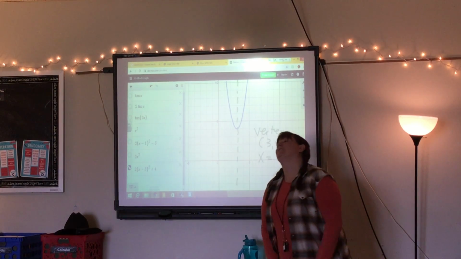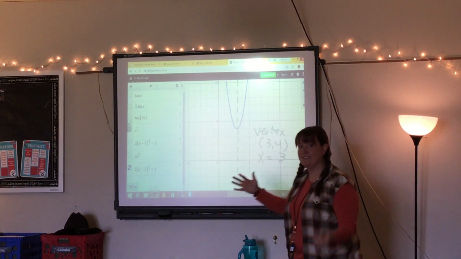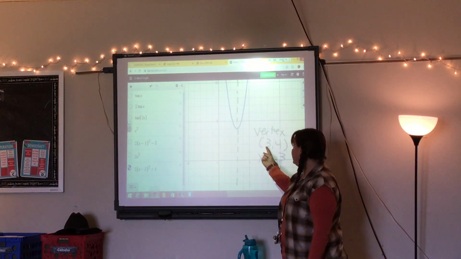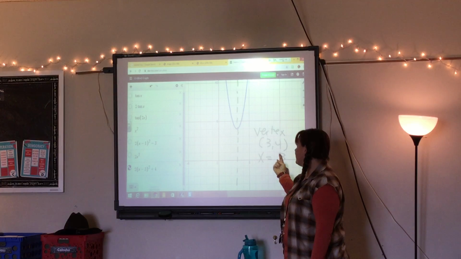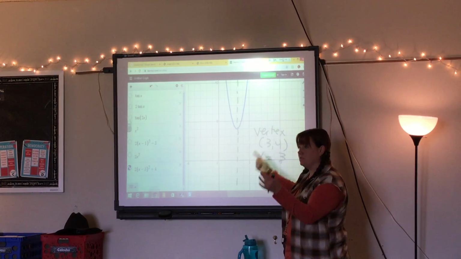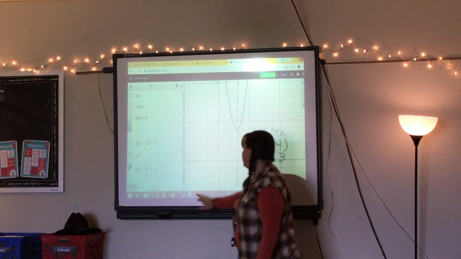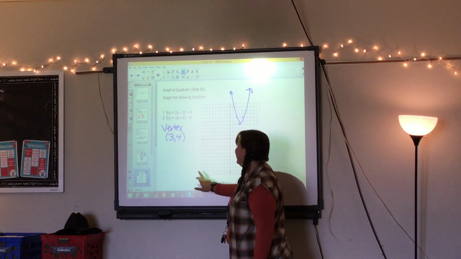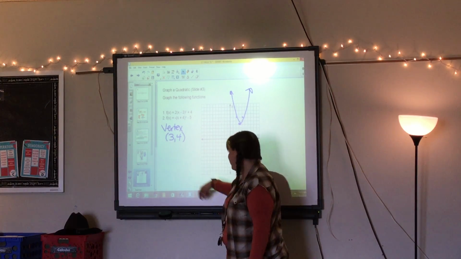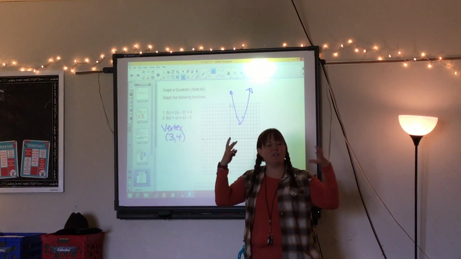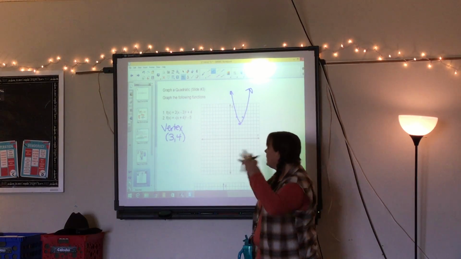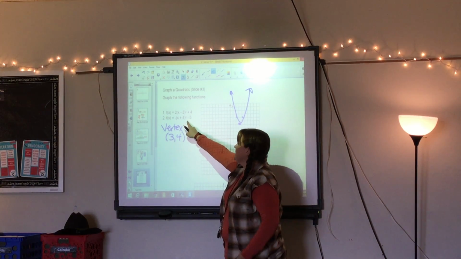The vertex is easy to find, and then the axis of symmetry is just x equals whatever the x-coordinate of the vertex is. Does that make sense? It's the only thing that's made sense to me in this class. It just takes a minute to sink in. You'll get it. Let's look at this one and figure out what the vertex is.